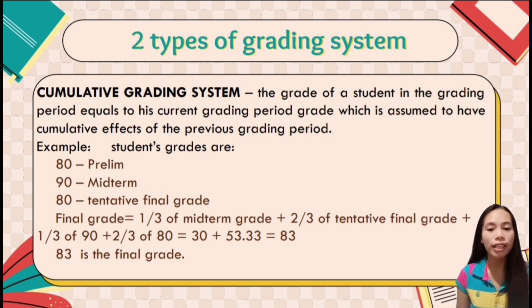So in finding the final grade, 1/3 of the midterm grade will be added to 2/3 of the tentative final grade, and that is 1/3 of 90 and 2/3 of 80, which is equal to 30 plus 53.33, and that equals 83. So that means the final grade of the student is 83.